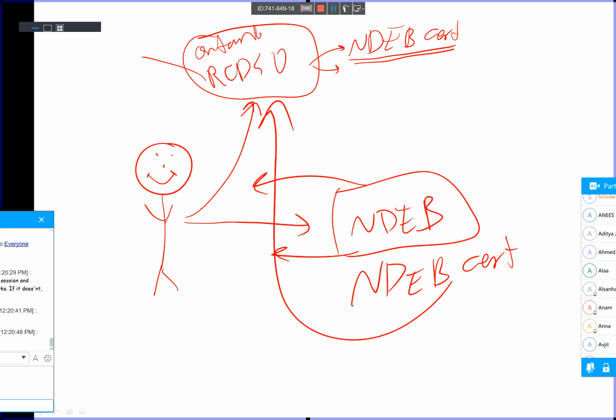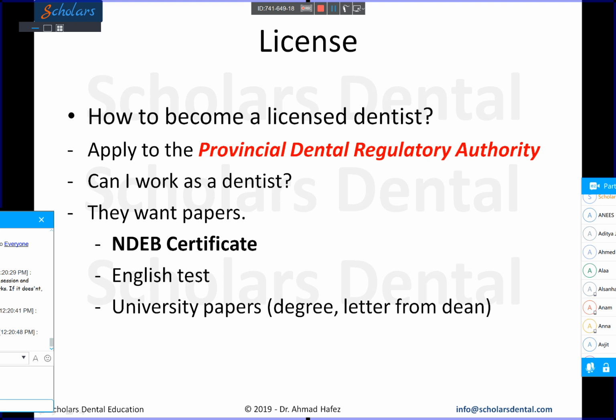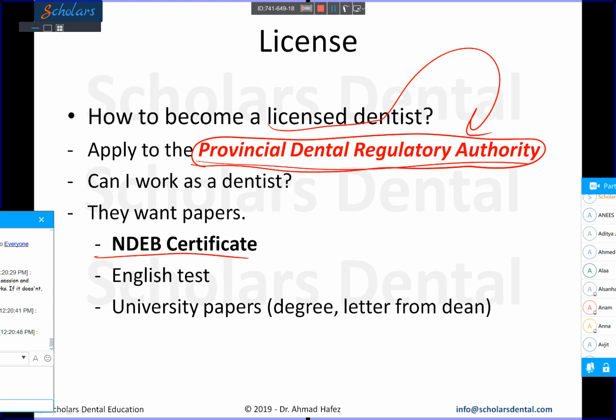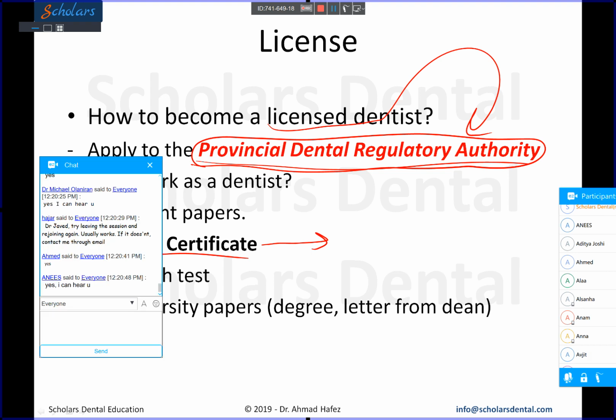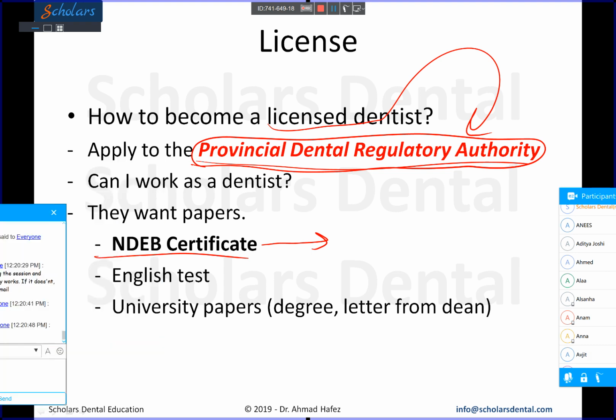Okay, so let's look at that a little bit more. You're going to ask this regulatory authority, can I work as a dentist? They're going to say, well, we want some papers. First of all, give us a certificate that you completed the NDEB process, that you completed all your exams. And they'll ask some of you for an English test, so TOEFL or IELTS. And obviously, you're going to have to send them university papers again. The same way you send papers to the NDEB, you'll need to send papers again to the RCDSO or the regulatory authority.